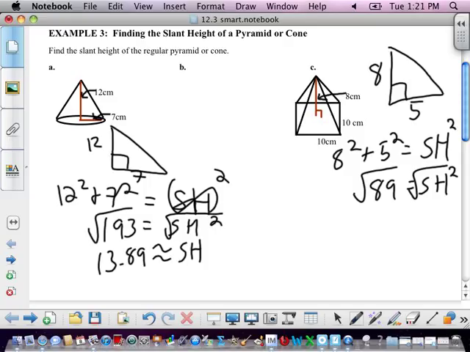That is a really good question. Where did the 5 come from? Can somebody help Courtney out? Half the 10 on the bottom. You take half the base. Since the base is 10, I only needed half of it because I'm looking at a triangle inside of it, and I want a right triangle so I can do the Pythagorean theorem.